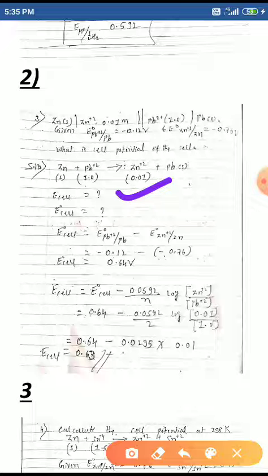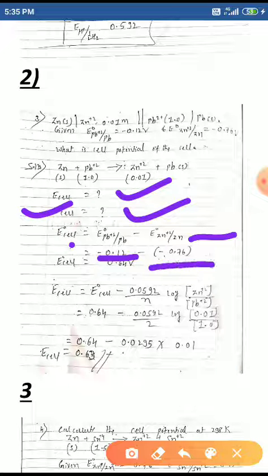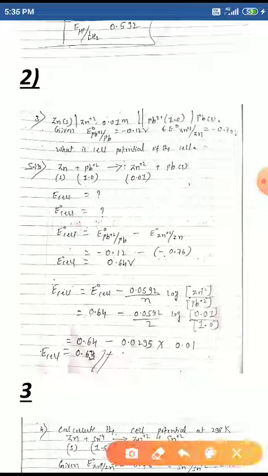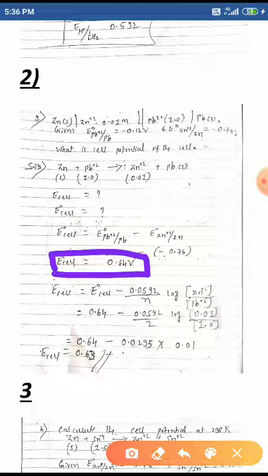Next we have to find out E cell and E naught cell. First you have to find the E naught cell. E naught cell is equal to lead ion by lead minus zinc ion by zinc. Lead ion value is 0.12, zinc ion value is minus 0.76. Then we got the answer, the E naught cell value is 0.64. Right, students?